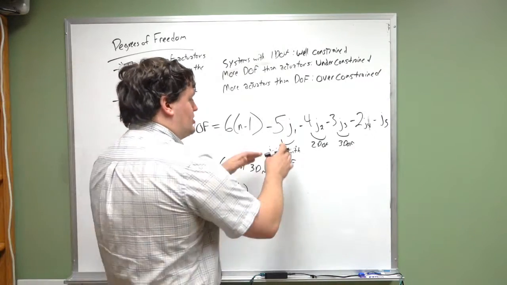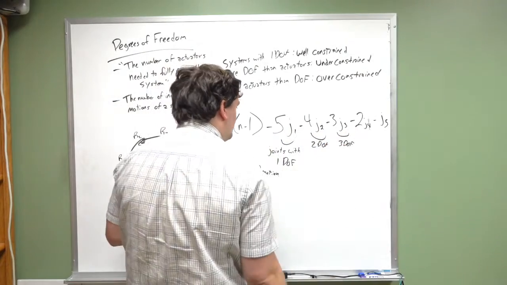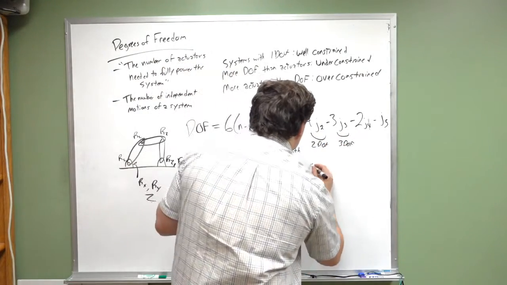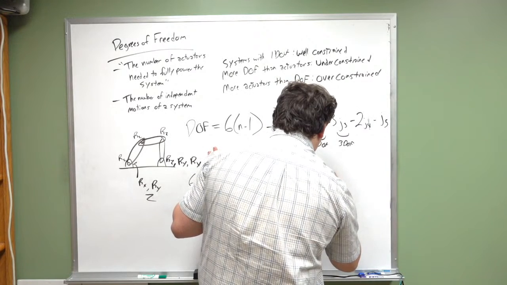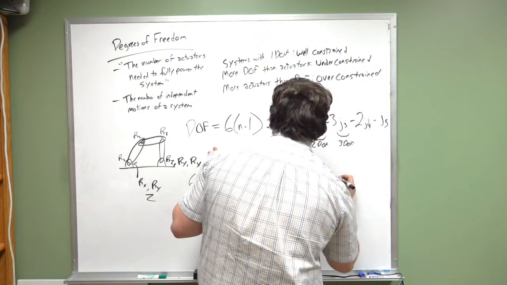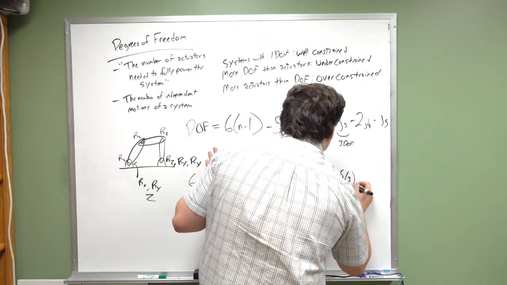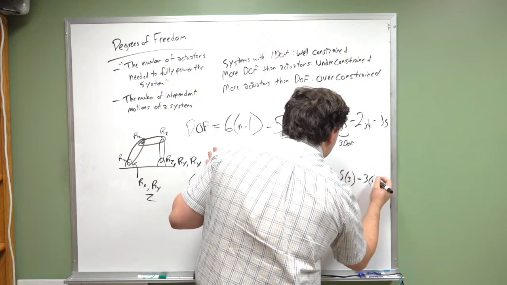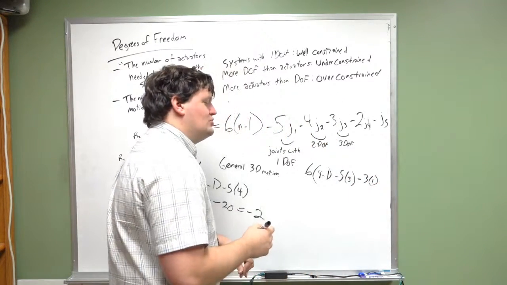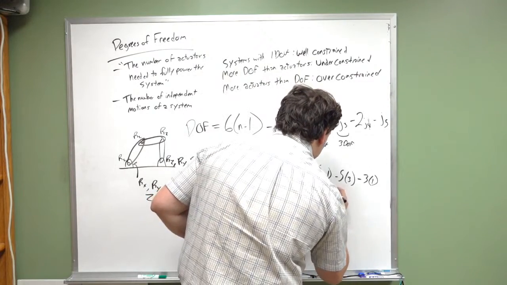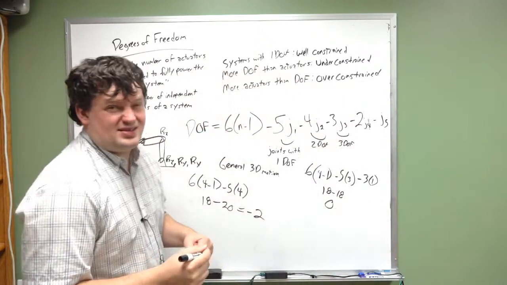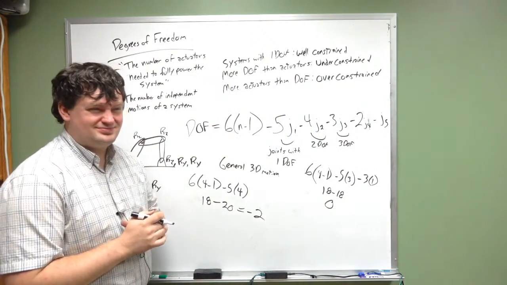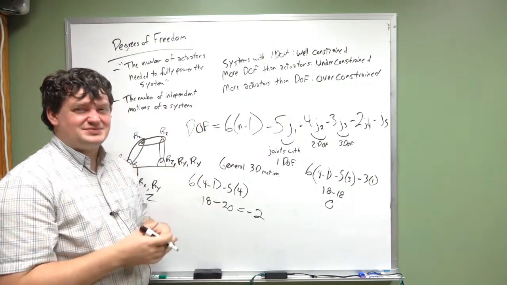So I'm going to go ahead and replace one of these joints with one of those joints. And the new equation comes out to be 6 times (n minus 1), so that's 4 minus 1, minus 5 times 3, minus 3 times 1. The new equation for this now is 18 minus 18, and your new degrees of freedom is actually 0. Huzzah!